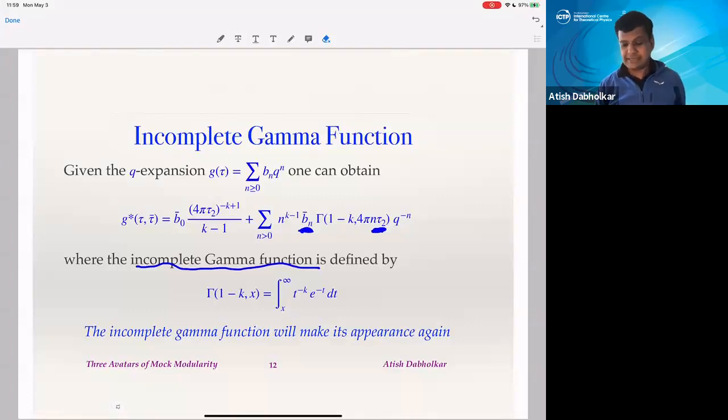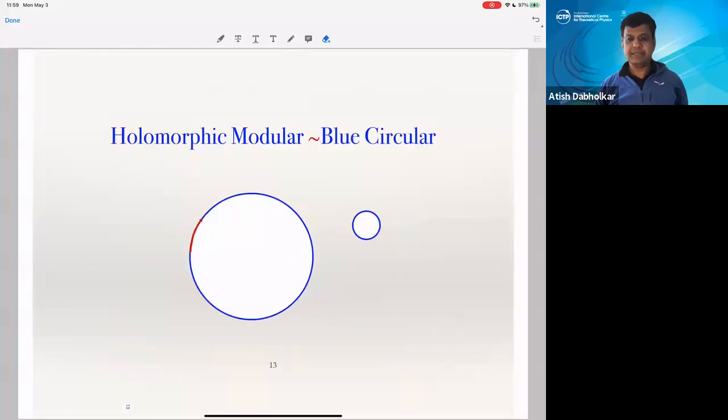And we actually can understand it completely in some cases. So just to summarize, mock modularity is like a failure of something being both holomorphic and modular. It's a little bit like if you want to have something which is both blue and circular. Circular is a very nice symmetry. You rotate it and it remains circular. So that's like modularity. But then you want to insist upon holomorphy, which is like you add one more property that it should be blue.